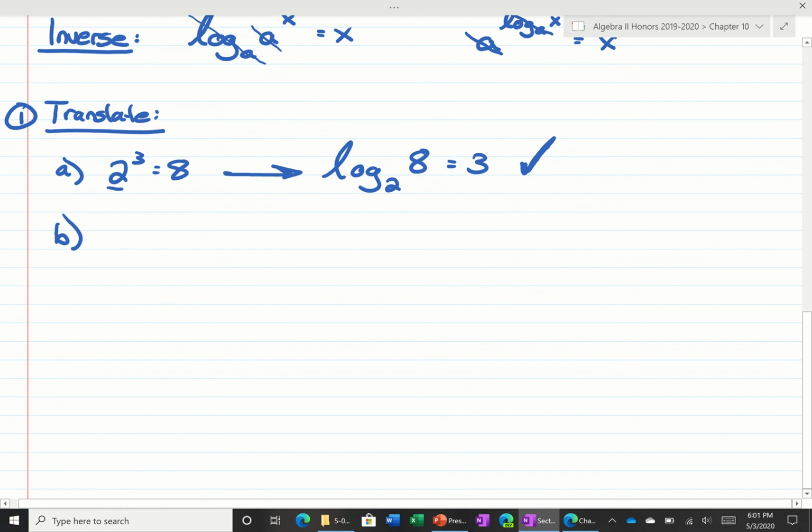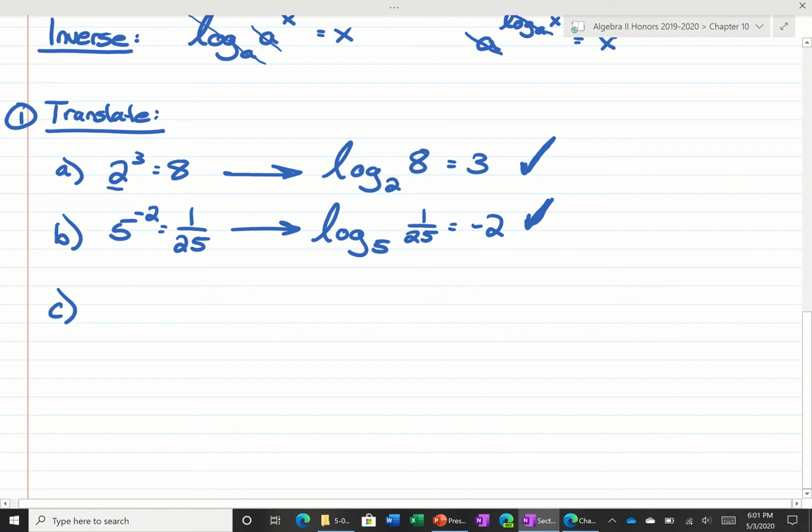Let's try another one, and then we'll switch it up with logs. How about, let's say 5 to the negative second power is equal to 1 over 25. Well, written using logs, this would be the log base 5. Now if we have to do the crisscross, 5 to this power equals this number. So 5 to the negative second power is equal to 1 over 25. That's how you would write it.